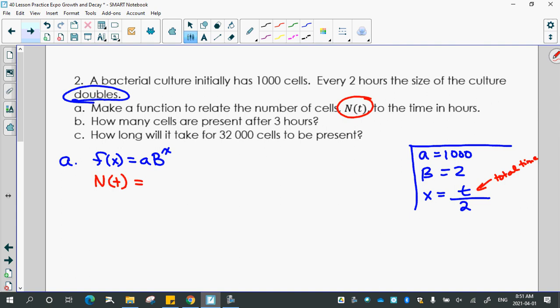Equals, my a value is 1,000, so I'll put that in, times e to the x, so 2 to the power of t over 2. So there's my new function. So I'm done A.